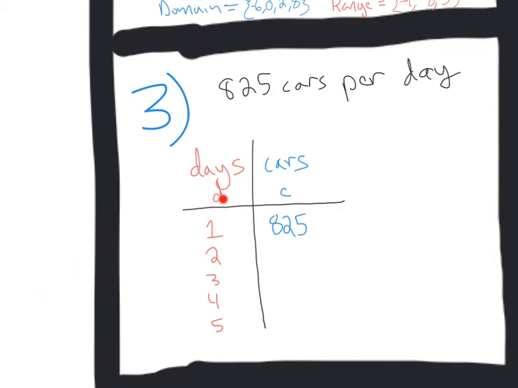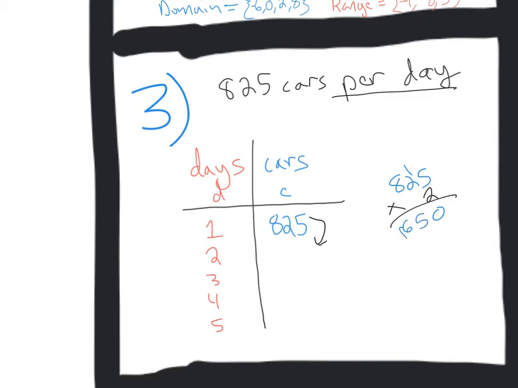I've got days for D, and I want to know how many cars I have on 1 day, 2 days, 3 days, 4 days, and 5 days. I know that 1 day produces 825 cars, so now the question just becomes, what happens from here to here? What happens on 2 days? Well, all I gotta do is 825. Since 825 cars are produced per day, I know that if I go to the second day, all I have to do is multiply that number by 2, and that will get me my next number in the list.